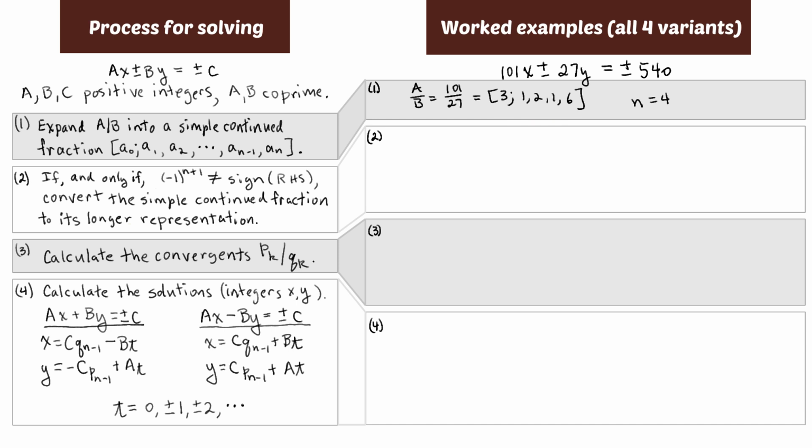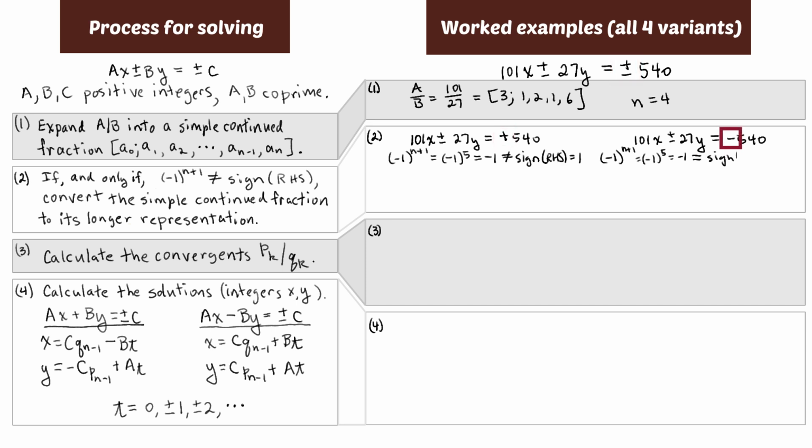In step 2, we consider negative 1 raised to the n plus 1 power and whether it equals the sign of the right-hand side of the equation. The sign of the right-hand side can be positive or negative, so we have 2 cases. 101x plus or minus 27y equals positive 540, and 101x plus or minus 27y equals negative 540. Negative 1 raised to the n plus 1 power equals negative 1 raised to the 4 plus 1 power, which equals negative 1. In this case here, it does not equal the sign of the right-hand side, which is positive 1. In this case, though, it does equal the sign of the right-hand side.